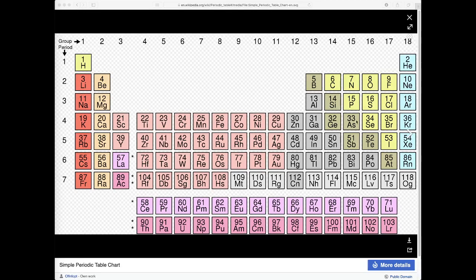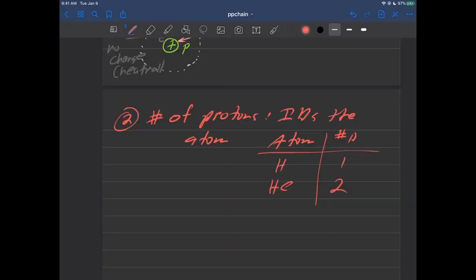But maybe I'll just add a few more items to the chart. That's generally the map we have for how many protons are in a particular atom, keeping in mind once again that the number of protons uniquely identifies an atom. So if it has 8 protons in the nucleus, it must be oxygen, that kind of thing. Okay, so we can just put that in here. Here's your oxygen with 8, and maybe your carbon has 6, and so on and so forth.